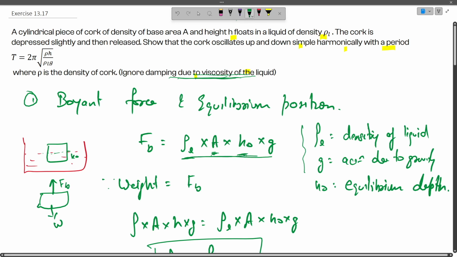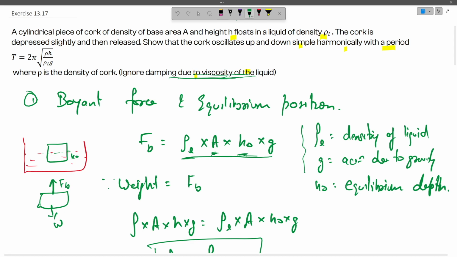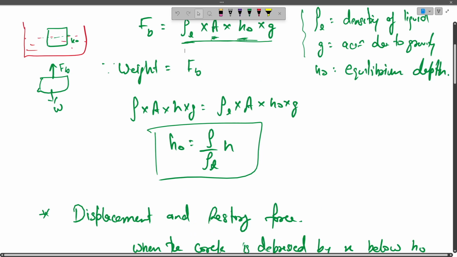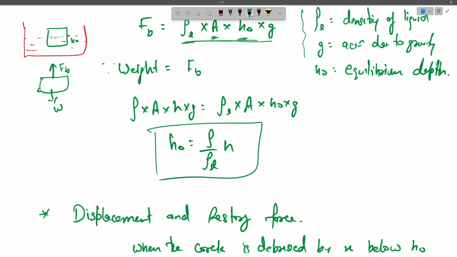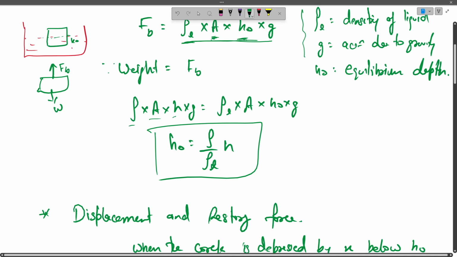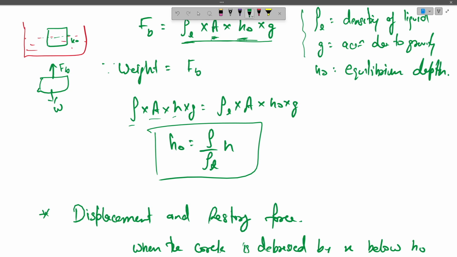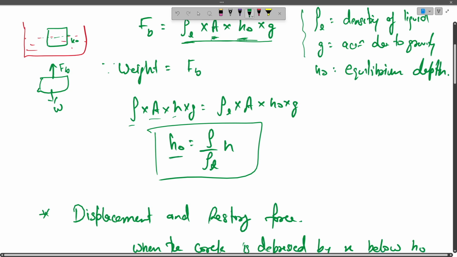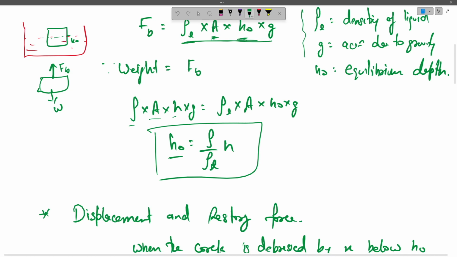Now the weight of the cork would be equal to rho times A h g. A h is the volume of the cork and rho is the density of the cork. So density multiplied with volume would be mass, and with the gravitational acceleration, this equals the force of buoyancy. So we get the height at which the cork is submerged in equilibrium: h naught equals rho by rho L multiplied by h. This is the depth to which the cork is submerged in equilibrium.